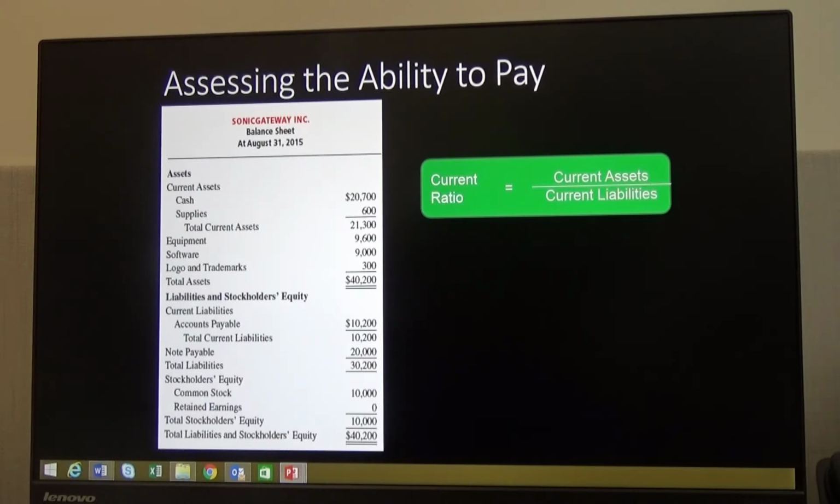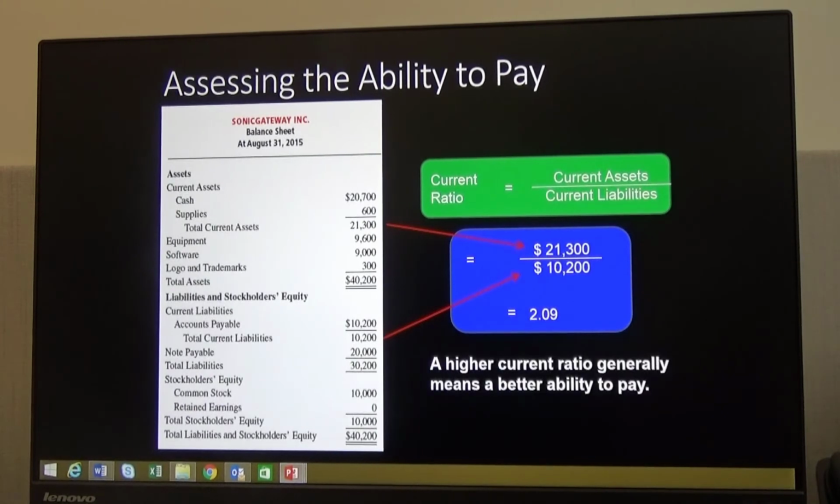And we like it to really be somewhere around 2, or between 1 and 2 for some industries is fine. We're probably not going to get panicked if it goes as high as 3 or 4, but if we're seeing current ratios that get up in the 6 and above range, then we're probably having too much. In this case, our current ratio is 21,300 divided by 10,200, which comes out to 2.09, and that's a very comfortable current ratio. We would be pretty happy with that.